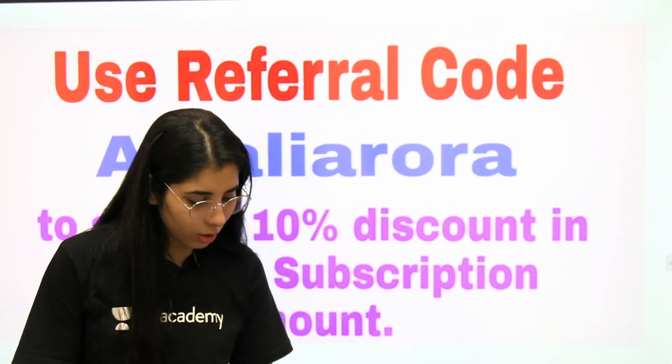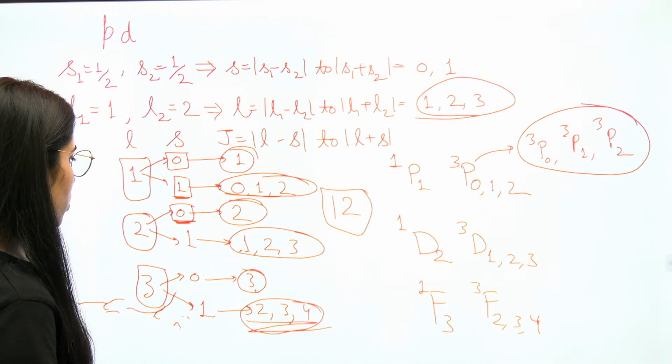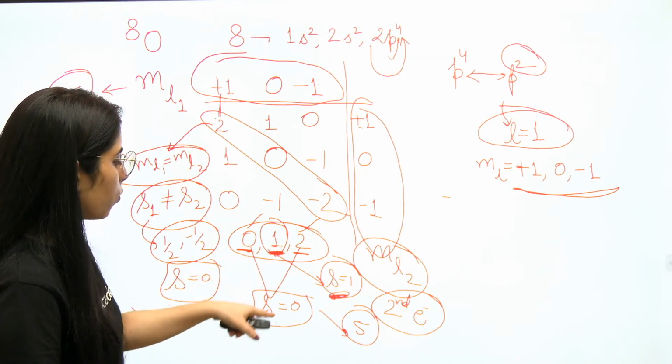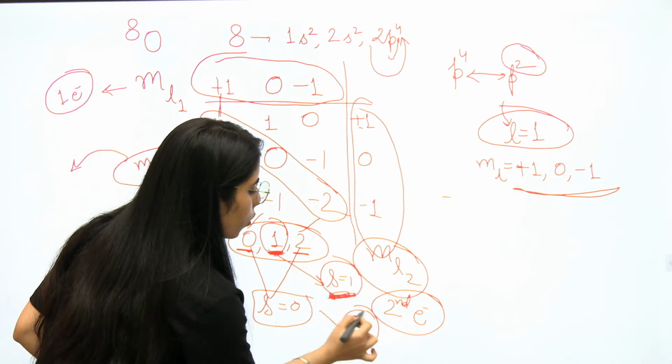Guys, how 5? Okay, let's consider it. How 5 terms you will get. Just a second, let me just tell you. 0, 2 with 0 and 1 with spin 1 you need to consider, and total terms will be 5. Okay, 0, 2 with 0.